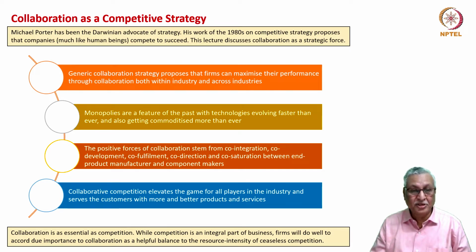So I have a theory of generic collaboration strategy which proposes that firms can maximize their performance through collaboration both within industry and across industries. Surely monopolies are a feature of the past. Technologies are evolving faster than ever and they are also getting commoditized faster than ever. Forces of collaboration as outlined in this lecture will stem from 5 factors: co-integration, co-development, co-fulfillment, co-direction, and co-saturation.